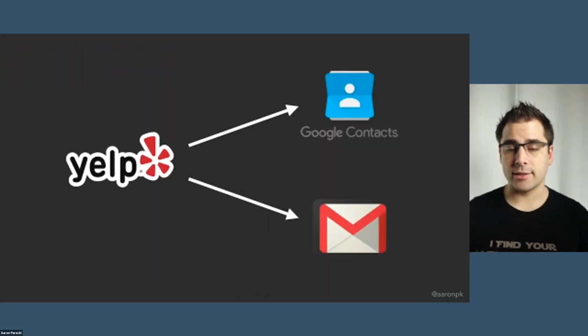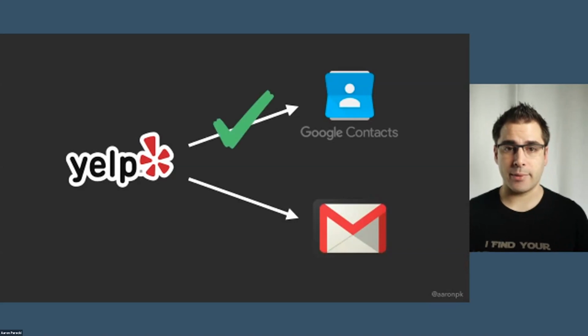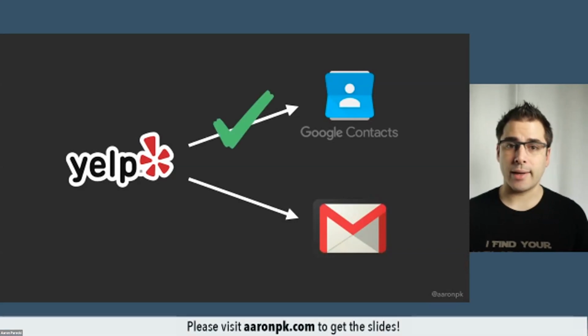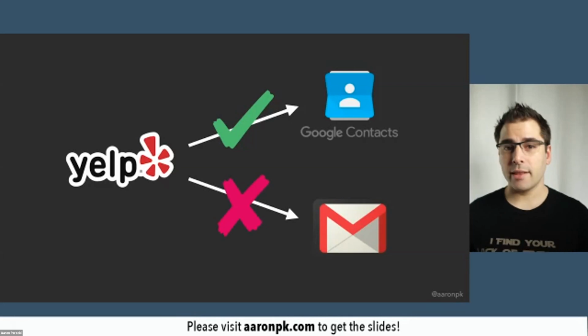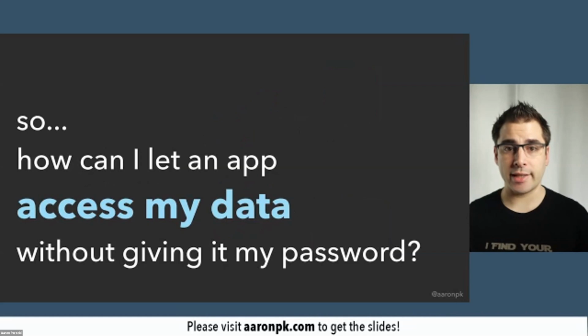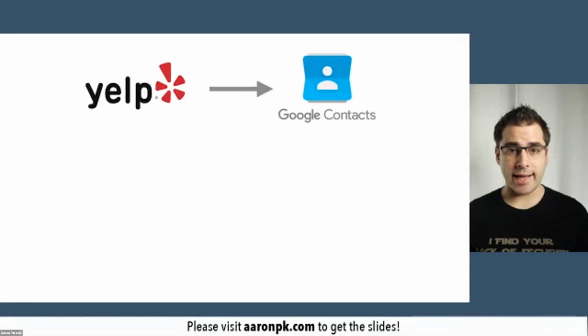So what we're looking for is a solution for how can we let applications access the contacts in their API, but not have it also access the person's emails. And that was the original problem that OAuth set out to solve, which was how can we let an application access data in an API without giving that application your password? And originally, it was always about third-party access to data.